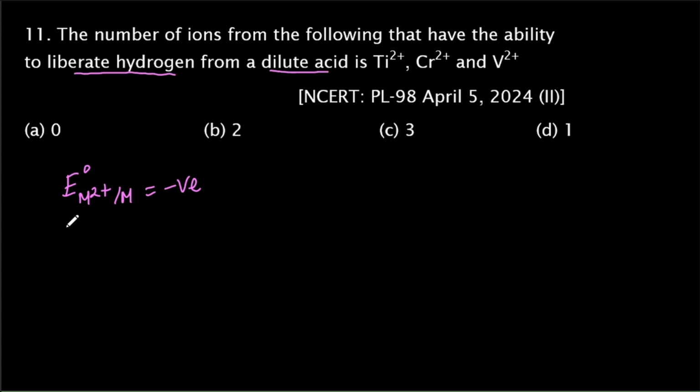So the given ions are from the 3D series. We already saw in the key concepts that only copper will have a positive electrode potential value. The electrode potential value of copper is +0.34 volt. So out of all the 3D series, copper alone has a positive electrode potential value. So what is the meaning? Copper alone cannot liberate hydrogen from dilute acid. But in the given ions, there is no copper ion. So all the 3 ions will have negative electrode potential value, so all the 3 ions can liberate hydrogen from dilute acid. So the number of ions is 3.